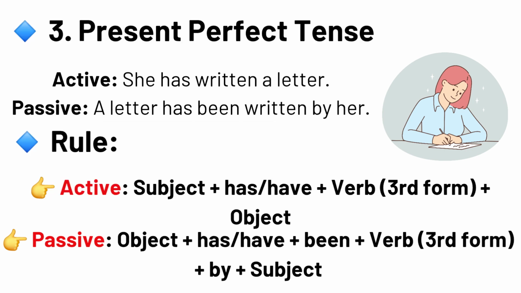Present perfect tense. Active, she has written a letter. Passive, a letter has been written by her. Rule: active, subject plus has or have plus verb, third form, plus object. Passive, object plus has or have plus been plus verb, third form, plus by plus subject.